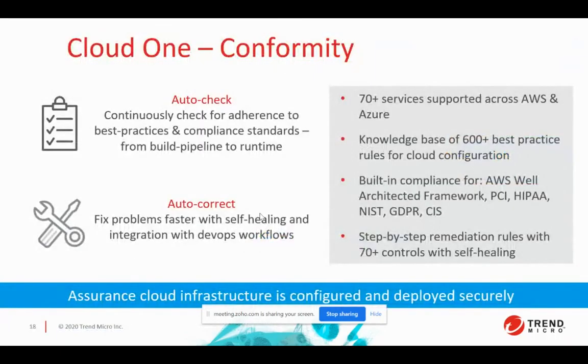So these things will be auto-checked and inspected by Cloud One Conformity. It has 600 plus best practices for cloud configuration. So application misconfiguration, everything will be taken care of by Cloud One Conformity as well. 70 plus services supported across AWS and Azure, built-in compliance for HIPAA, PCI, GDPR, and lots of things, and step-by-step remediation rules with 70 plus controls with self-healing.